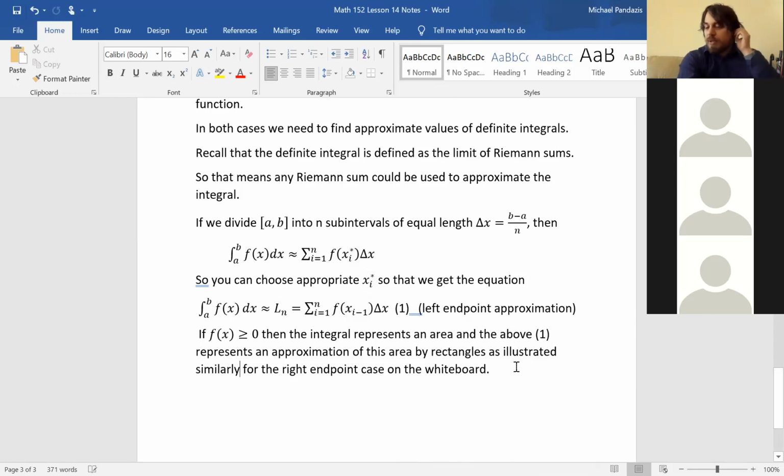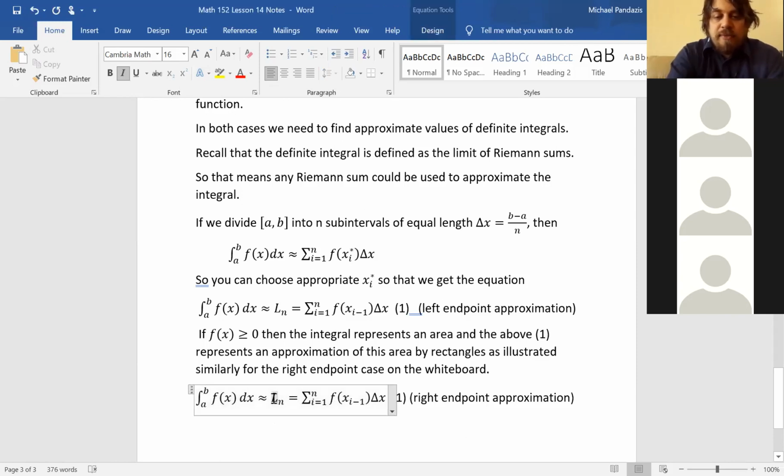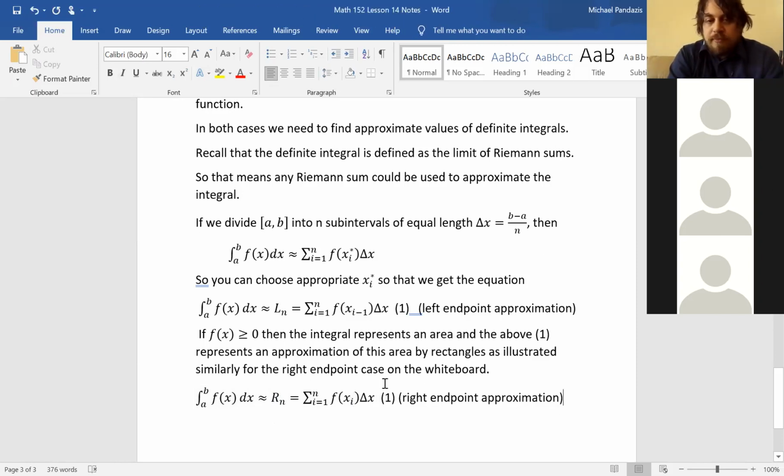So also we have the left endpoint approximation, and you can also use the right endpoint approximation to approximate your definite integral. Okay, so after all the things I'm saying, what you need to worry about is that you can use the right endpoint approximation and the left endpoint approximation to approximate the value of your definite integral. This is 2. So 1 is the left endpoint approximation, 2 is the right endpoint approximation. Those are both approximations of the value of your definite integral.